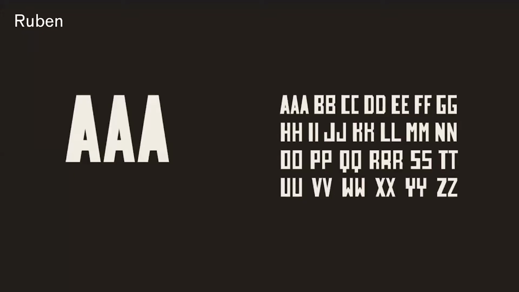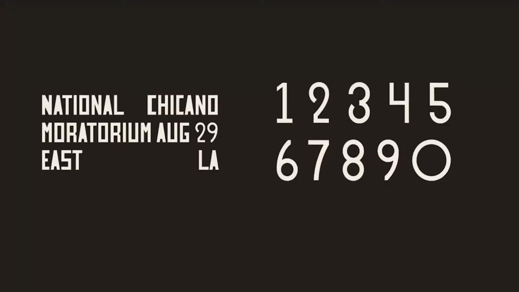This font is called Rubin. It's inspired by the journalist Ruben Salazar and the 1970 National Chicano Moratorium. To give you a bit more detail, 25,000 activists gathered in East Los Angeles to march and protest against the Vietnam War, namely the disproportionate number of Latino soldiers being killed. During the march, Salazar was struck and killed by a tear gas projectile fired by the LA County Sheriff's deputy. Trey Seal's fonts helped to keep these voices alive.